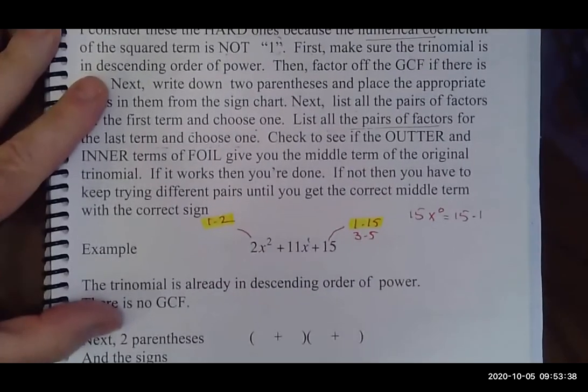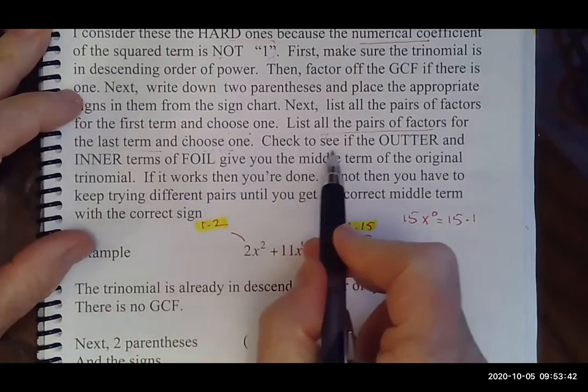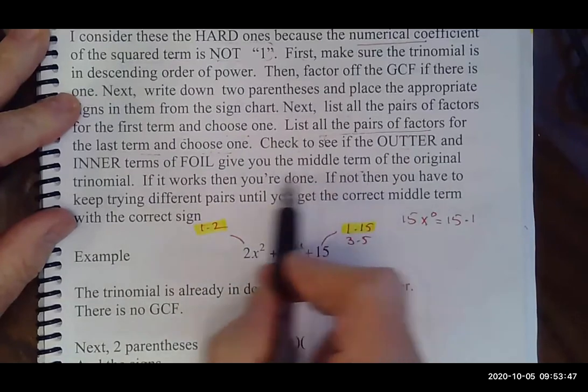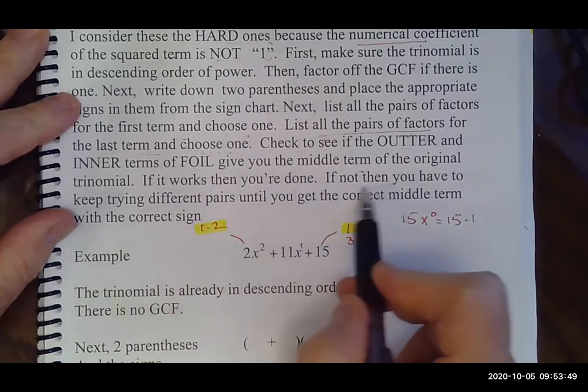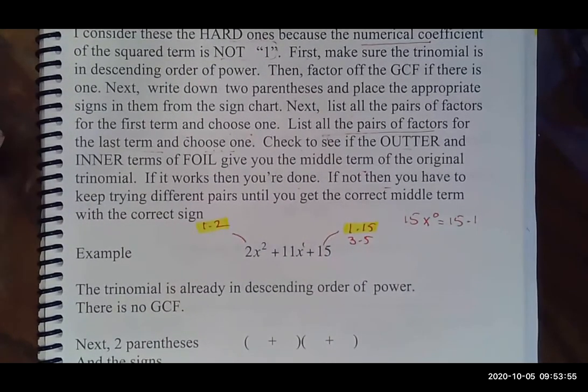Back up here, my instructions say list all the factors, choose one. Check to see if the outer and inner terms of FOIL give you the middle term. If it works, then you're done. If it doesn't, then you have to keep trying different pairs until you get the correct middle term. Seems like a mess. I know.